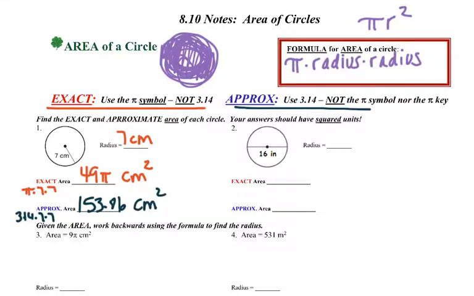What's the radius in number 2? Right, the radius is 8. So exact area is pi times 8, or 64 pi inches squared. Approximate would be 3.14 times 8. And again, I would have to have a calculator to do that. And that is 200.96 inches squared. Perfect.